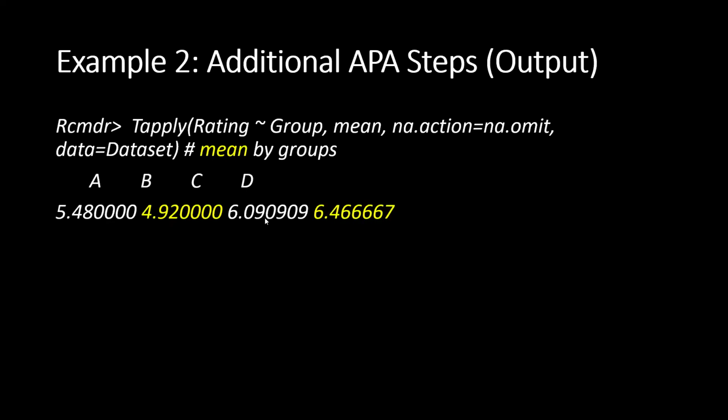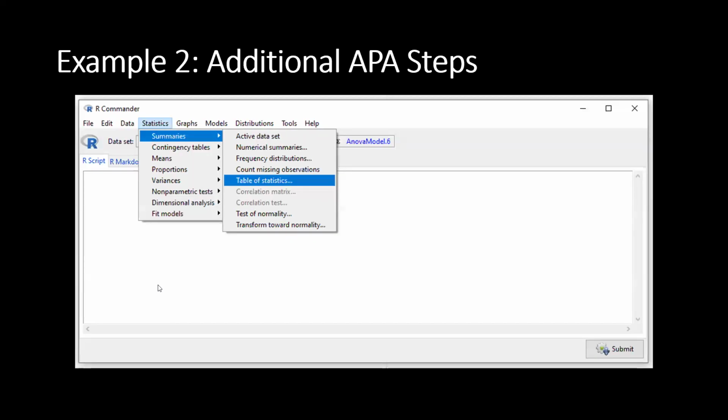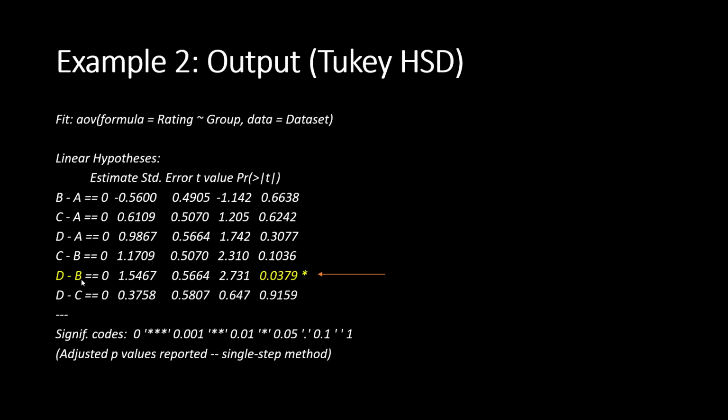So those are those values here. But we're only interested in B and D, because B and D are the categories that Tukey's HSD post hoc analysis indicated there being significant differentiation.